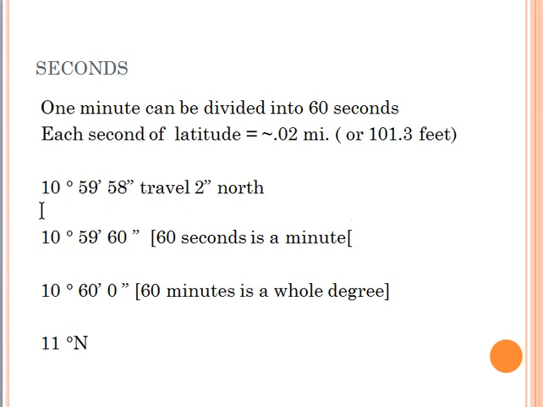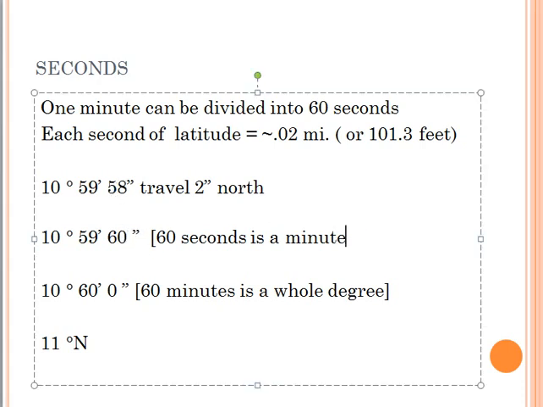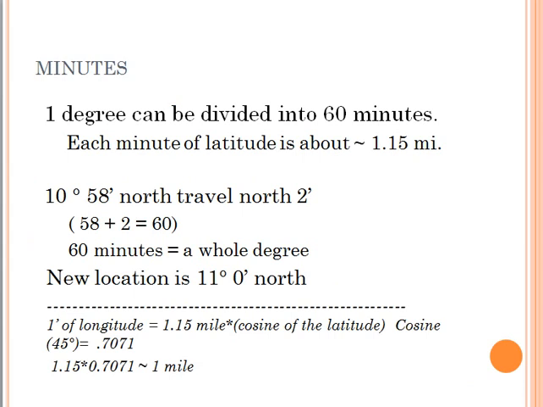So if I'm located somewhere at 10 degrees, 59 minutes, 58 seconds, and I travel 2 more seconds north, remember seconds is a distance, so I've traveled 200 feet north, that actually means I'm now at 60 seconds north, and 60 seconds is actually another minute. So I'm going to add that over here, and 60 minutes is actually another degree, so my new location would be 11 degrees north. We won't have to do too much of that in this course.